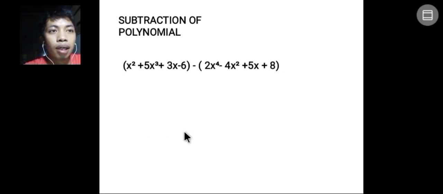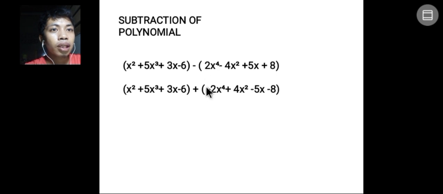Then let's try another example. If we have x squared plus 5x cubed plus 3x minus, quantity, minus 2x to the power of 4 minus 4x to the power of 2 plus 5x plus 8. So first we need to distribute by using the distributive property.